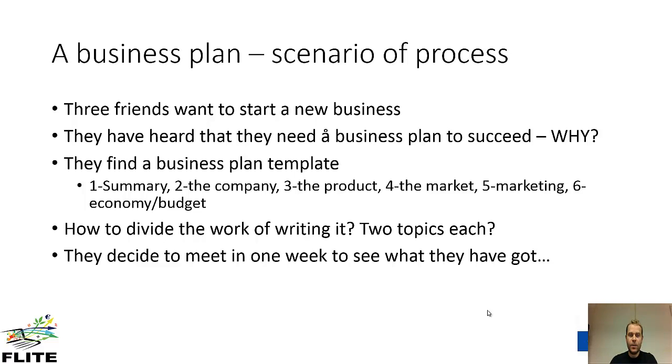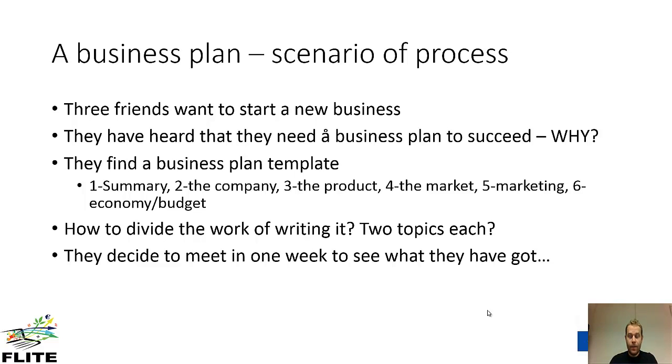One topic is summary, the next topic is called the company, the third topic is called the product, the fourth topic is called the market, the fifth topic is called marketing, and the sixth topic is called economy and budget.